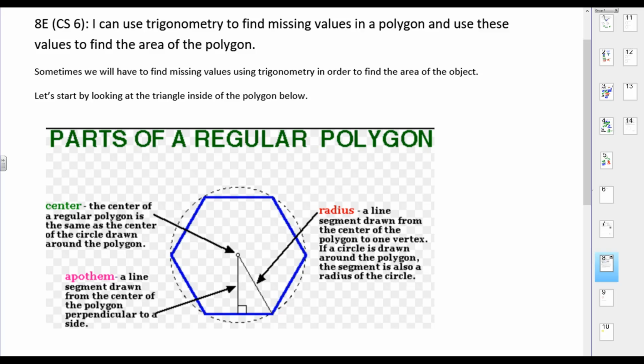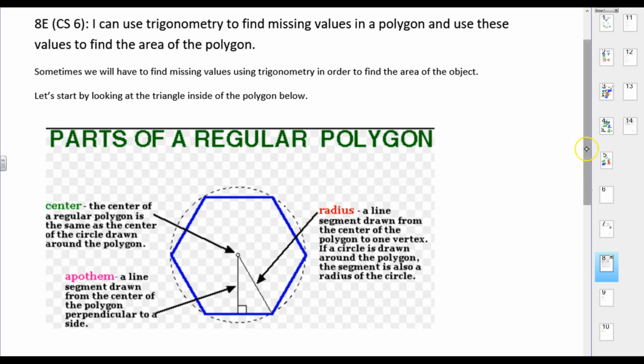I can use trigonometry to find missing values in a polygon and use these values to find the area of a polygon. So sometimes when you come across an area of a polygon formula or problem, you won't have everything you need to find the area immediately, and you will have to use trigonometry in order to help you find the rest of the things you need to find the area of that object.